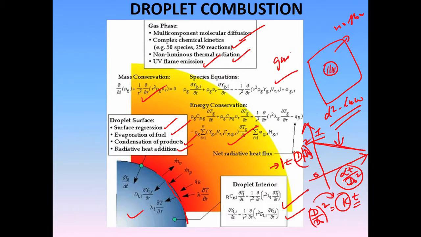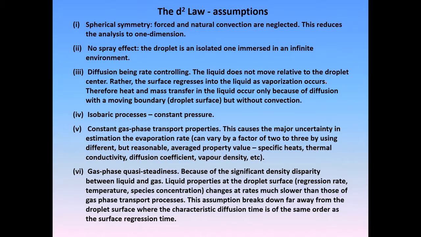They proposed that there is a d square law which the droplet has to obey in the case of this quiescent spherically symmetric evaporation. Now, what is the prelude to that d square law? First and foremost, it is spherically symmetric. Forced and natural convections are neglected, not just neglected, they are assumed to be negligible. This reduction leads to a one dimensional analysis, because there is no flow, there is no spray effect. That means one droplet is isolated, all by itself in an infinite environment, and there is no other droplet present. So, it is very restrictive.